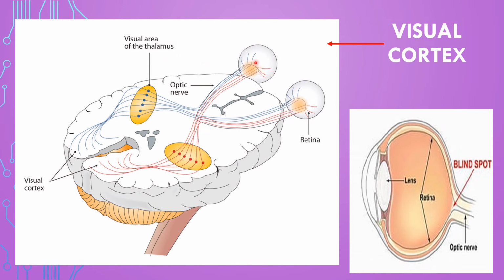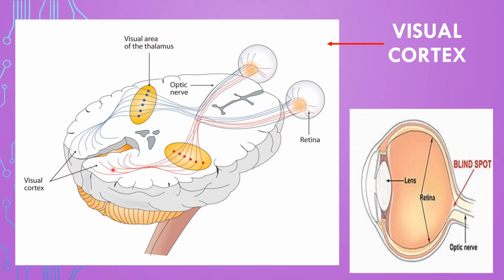We have seen that the information from the retina is passed by the optic nerve through the thalamus into the brain. So here from the retina, the information that is received is relayed through the thalamus to the corresponding areas in the visual cortex. And this visual cortex is located in the occipital lobe at the back of the brain.